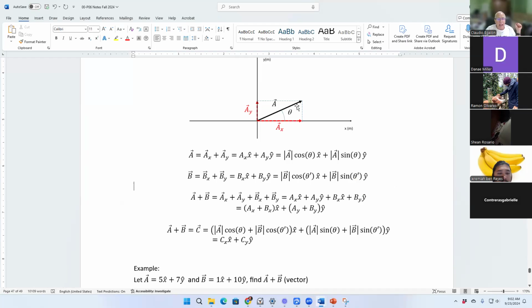If we analyze this figure, we can see that AX, the x component of the vector, is going to be the magnitude of A times cosine of theta, given there in the figure. And let's not forget the x hat unit vector. And let me write that down. I'm going to put it right here.